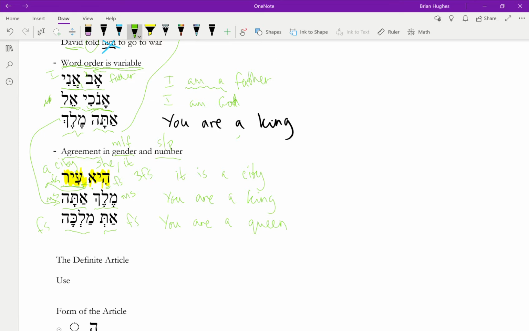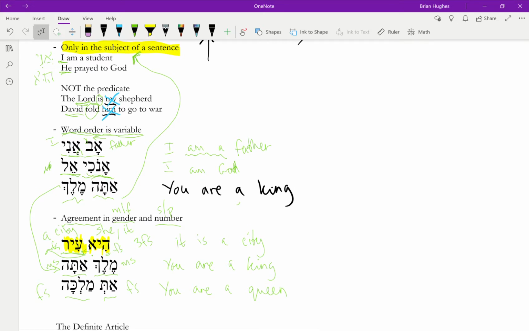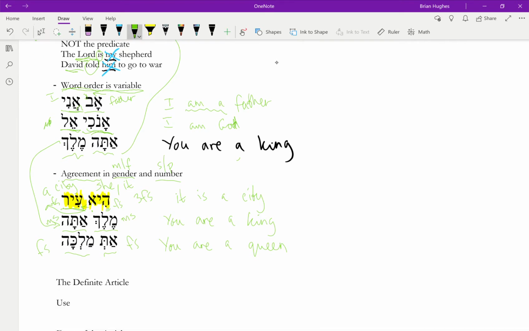That's why we need to remember that these personal pronouns only appear in the subject of the sentence, and they are going to agree in gender and number with what they predicate. That is what is then added to them. So here we have the subject of this sentence, and here we have the predicate, subject, predicate, subject, predicate. All right, so those are the personal pronouns.